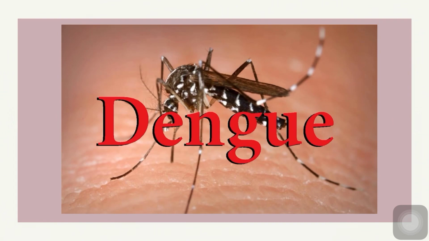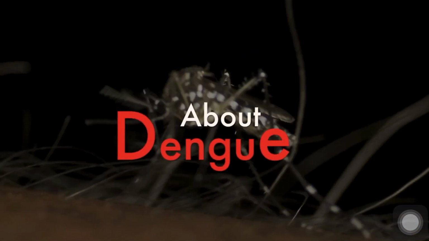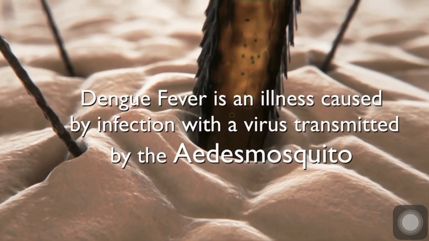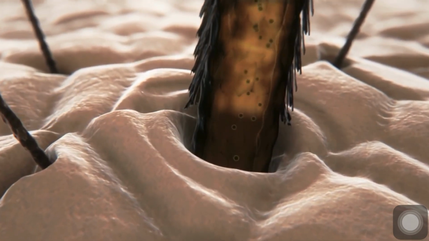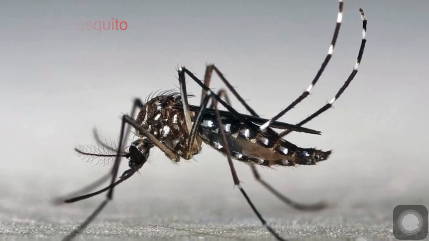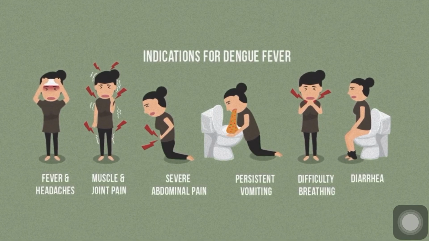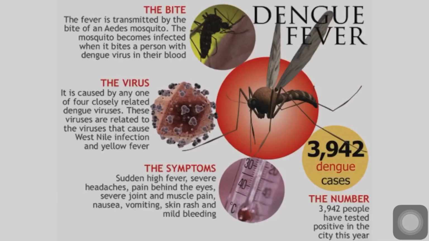So, the first infectious disease is dengue. Let's see about dengue. What is dengue fever? Dengue fever is an illness caused by infection with a virus transmitted by the Aedes mosquito. Have a look at the Aedes mosquito. Symptoms of dengue fever: fever and headaches, muscle and joint pain, severe abdominal pain, persistent vomiting, difficulty in breathing and diarrhea.